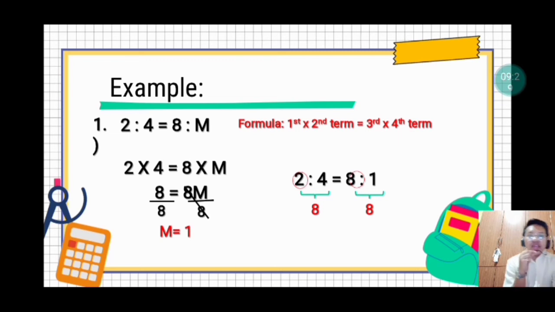So, from 2 to 8, nagkaroon ng increase. Tumaas siya. Okay? And then, the second term of the first ratio and the second term of the second ratio would be 4 to 1. From 2 to 8, nagkaroon ng increase. And for the second term for both ratios, 4 to 1, nagkaroon ng decrease. So, that is why we can say that these ratios are inverse proportion.